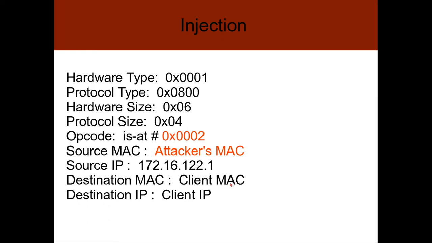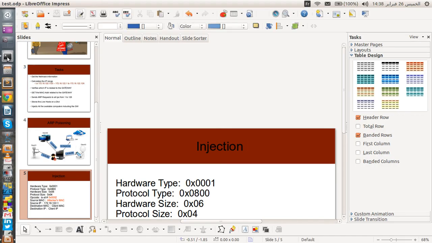We're telling client MAC and this client IP that the gateway IP address is related to the attacker's MAC address. So I'm telling this client, with this IP address and this MAC address, that the gateway IP address is related to the attacker's MAC address, so the attacker's MAC address must be put here, okay. So let's do that manually.